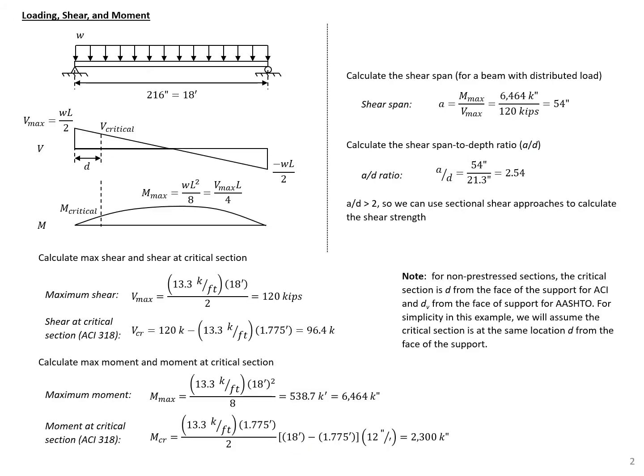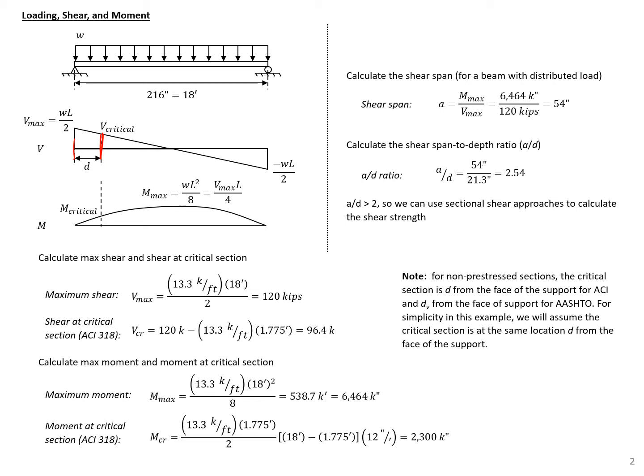The first thing that we need to do is find our shear and moment diagrams for our simply supported beam with the distributed load. We need to do this so that we can find the shear and moment at our critical section. For both AASHTO and ACI, for non-prestressed members, the critical section is a distance d away from the face of the support.